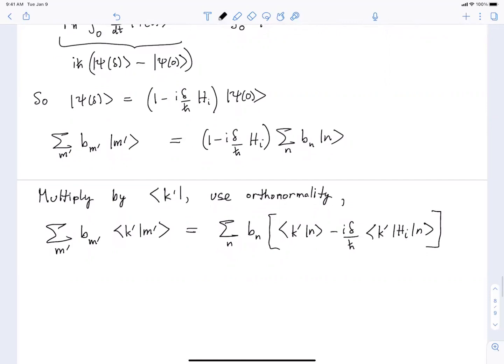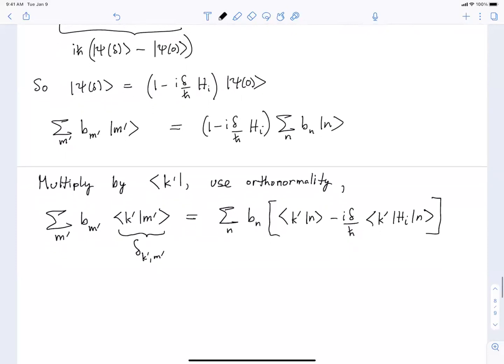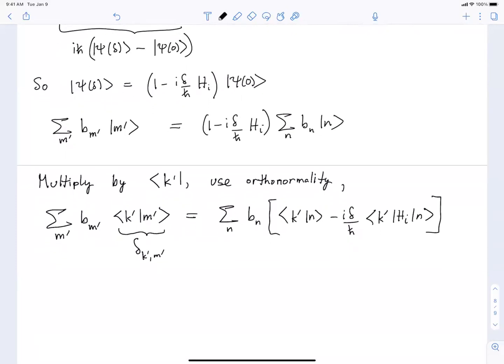All right, now on the left-hand side, something nice happens because of orthonormality. That's just a Kronecker delta of k prime and m prime by orthonormality. That means when we sum over all m prime, we're only going to get one term in the sum that survives, namely the one where m prime is equal to k prime. And so the whole sum just amounts to b of k prime.